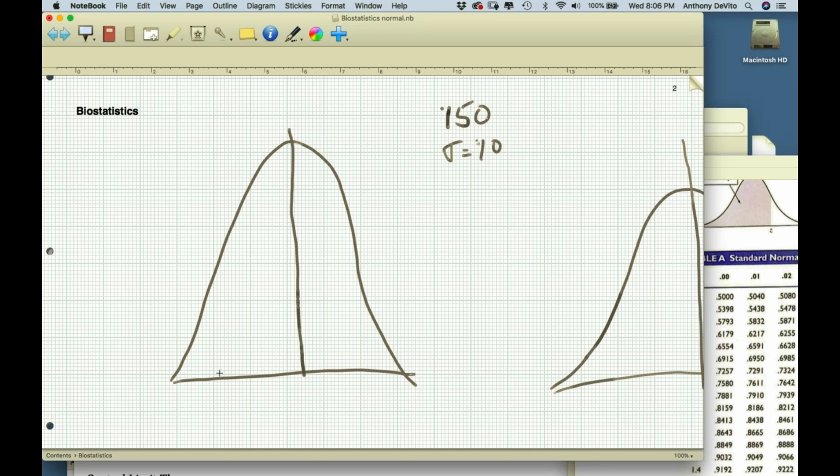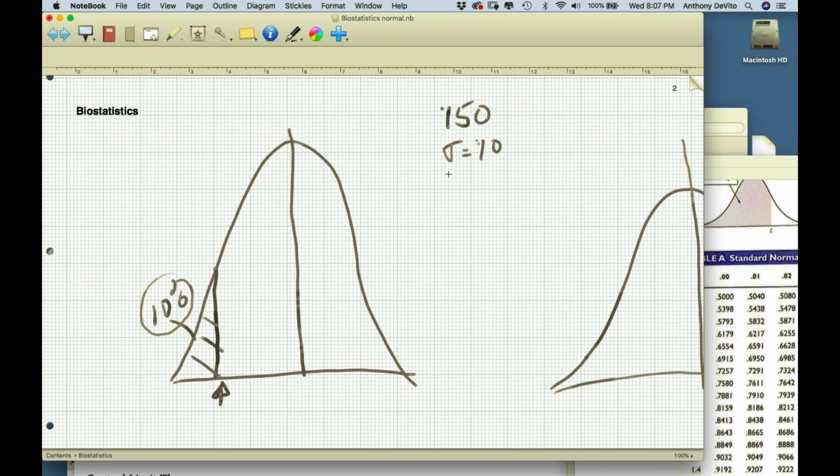Well, maybe I'm screening for eating disorders or something like that, and I want to know what weight value represents the point at which 10% of the population weighs less than that. So I'm looking for what this weight is here, where this area is 10%. That's the lowest 10% of this population. Well, how am I going to figure out what that is?